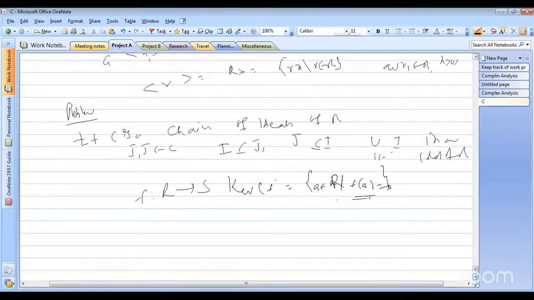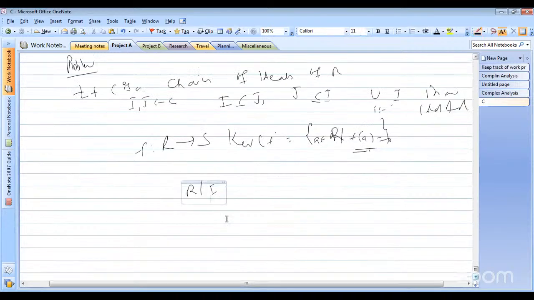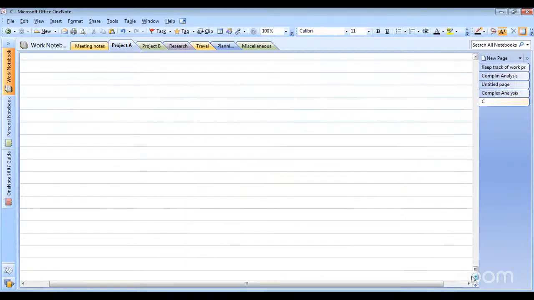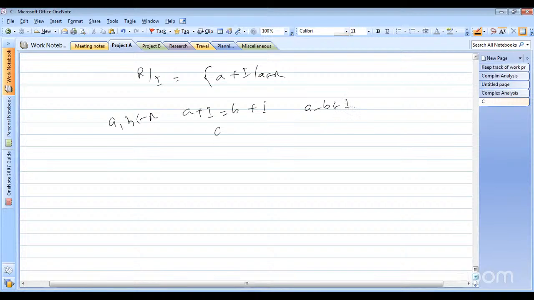Conversely, suppose I is an ideal of a ring R. Then the set of all cosets of I in R forms a ring, denoted by R by I. So let R by I be the set of a plus I where a belongs to R. For a, b belonging to R, a plus I equals b plus I if and only if a minus b belongs to I.